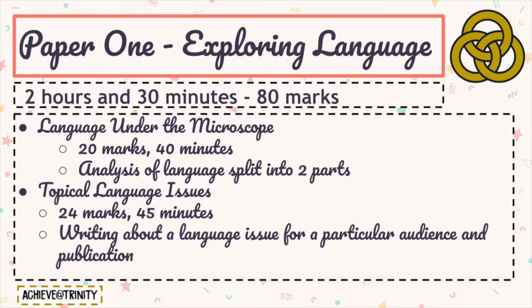Question 1 is called Language Under the Microscope and assesses the ability to analyse a text in 2 parts. Part A focuses on lexis and semantics and Part B, sentences. Question 2 requires students to write about a language issue for a specified non-specialist audience and publication. This is where students will use their theoretical knowledge in AO2 and their writing skills in AO5.